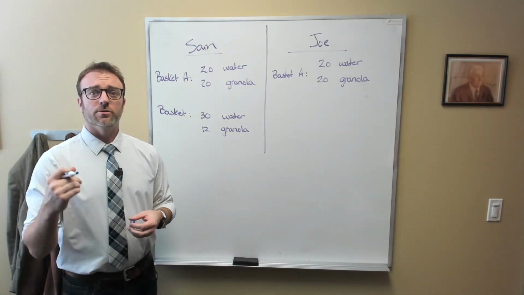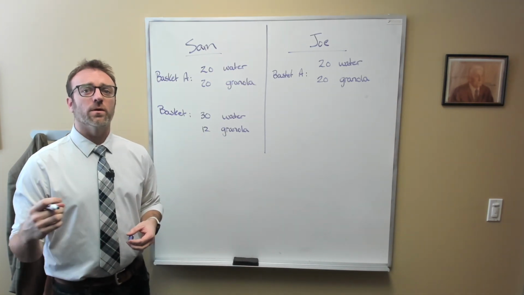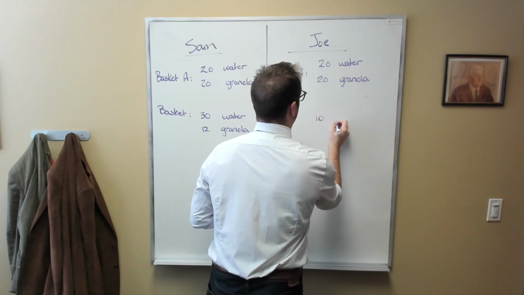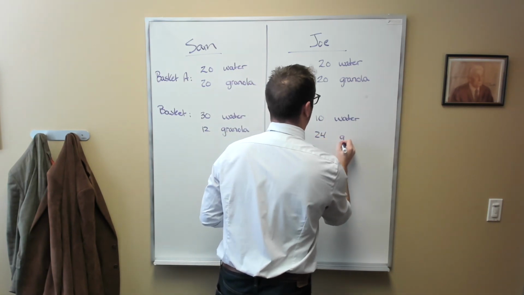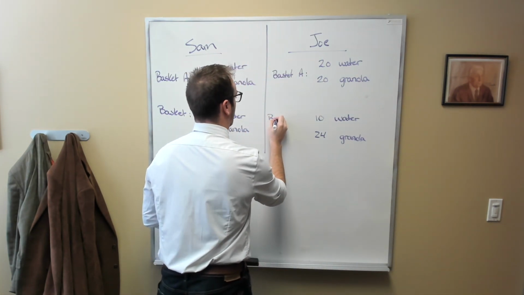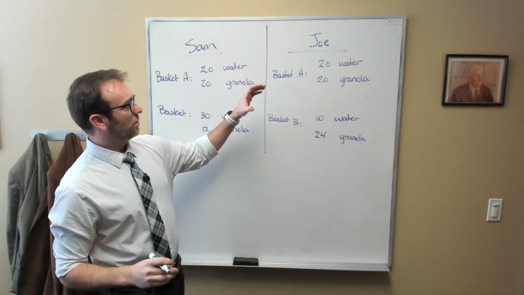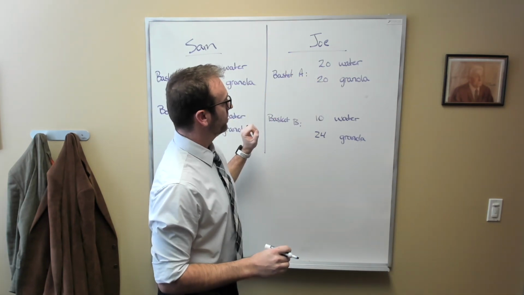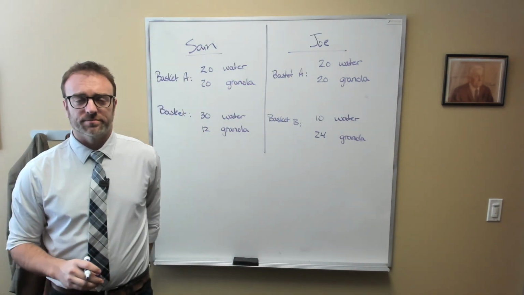Okay? Joe, on the other hand, would be willing to trade 10 water bottles to get 4 granola bars. So in other words, Joe would be perfectly fine having 10 water bottles if it meant he could have 24 granola bars. Okay? And we'll call this one basket B. Okay? So in other words, Joe is completely indifferent between having 20 of both water and granola or having 10 waters and 24 granola bars.